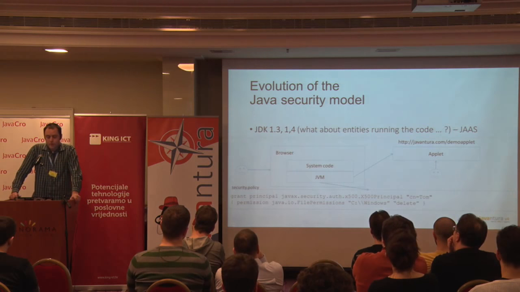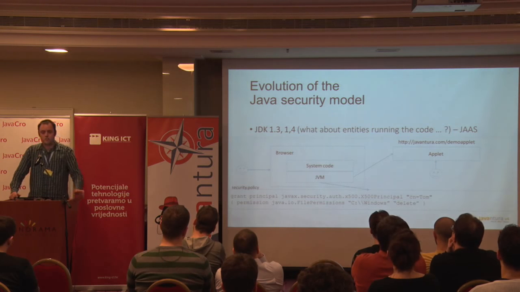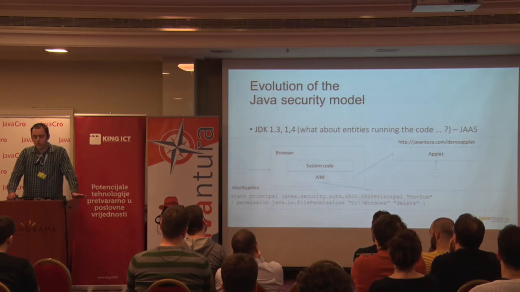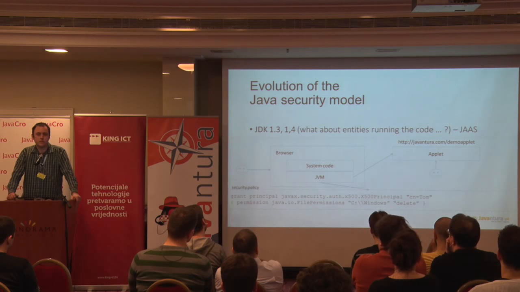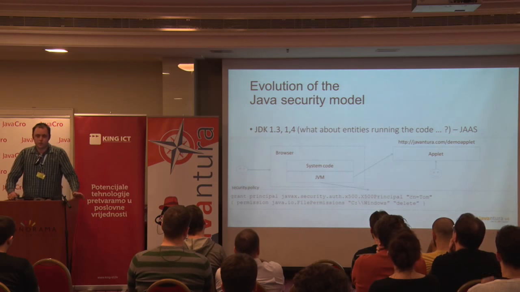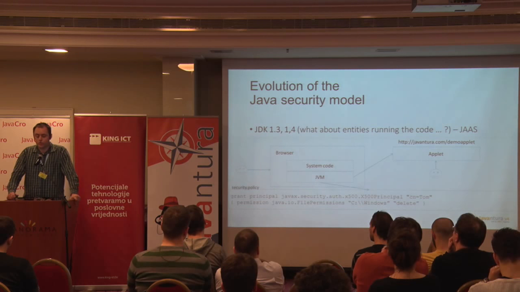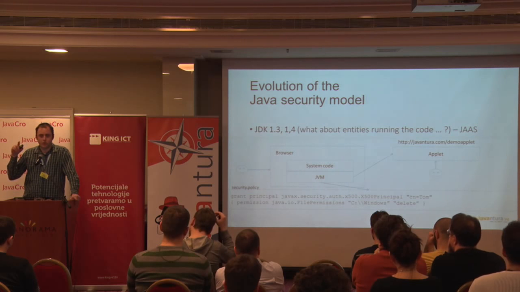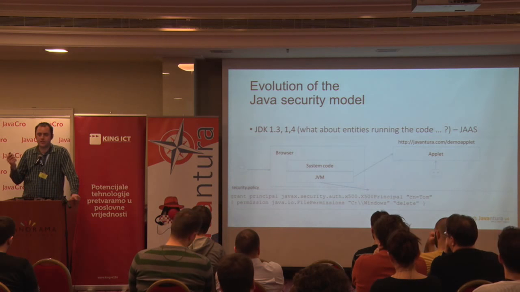In JDK 1.3 and 1.4, the security model remains the same. However, something new is introduced called JAAS. Does anyone know what JAAS is? And yes, a couple of people. So basically, JAAS, the so-called Java Authentication and Authorization Service, provides the ability to specify permissions not only based on the location where source code is loaded from, but also on which user executes the source code.